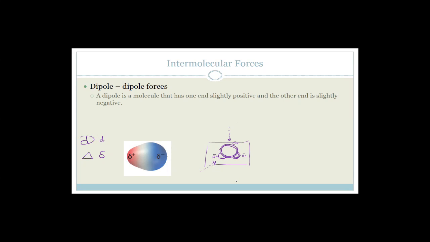And that's the whole point. In fact, if I was coming this way, I would see it as slightly positive because of both of these staying together. So that's the whole point about a dipole. It's a molecule where one end is slightly positive and the other is slightly negative.